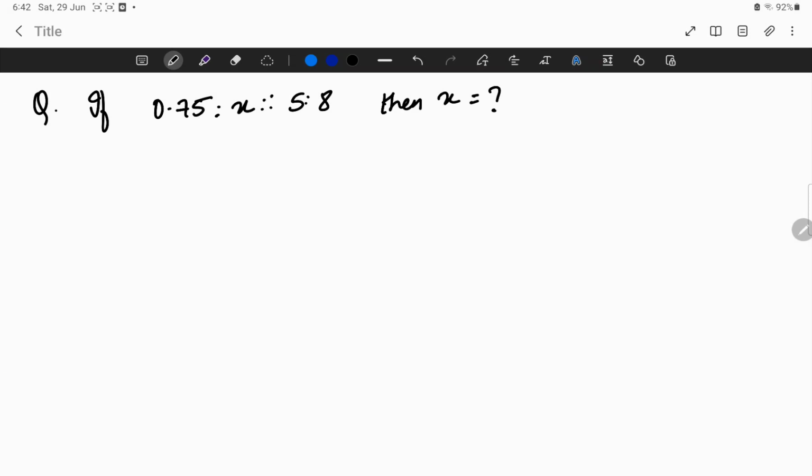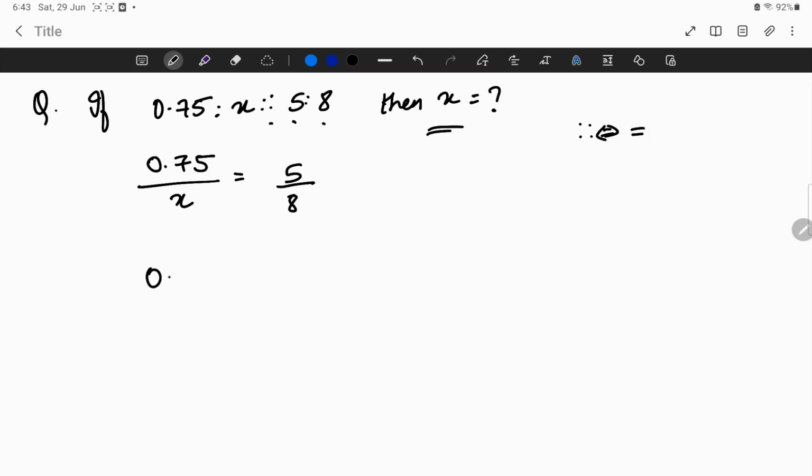So this is a bit of a quirky question where you have a decimal here instead of an integer. So 0.75 is to x is directly proportional to 5 is to 8. Then what is x? So we know that 0.75 upon x is equal to 5 upon 8. Then what is x?